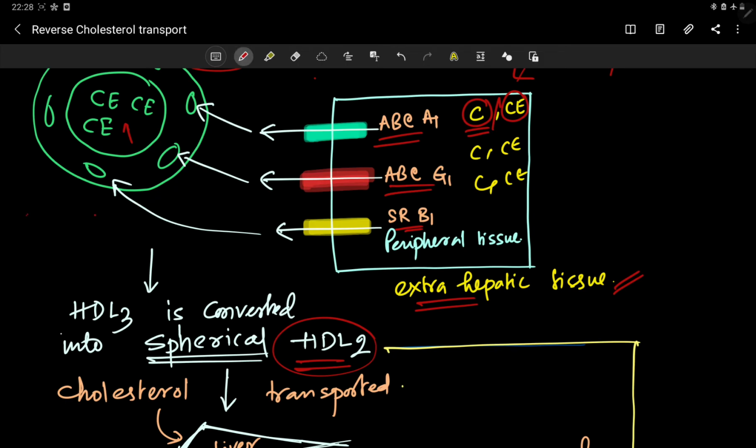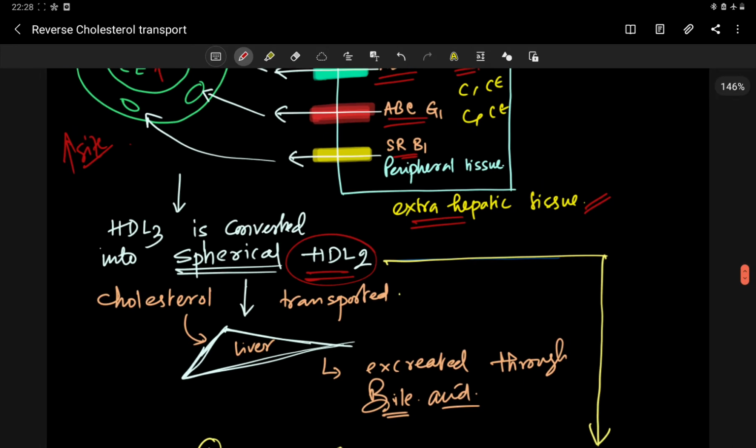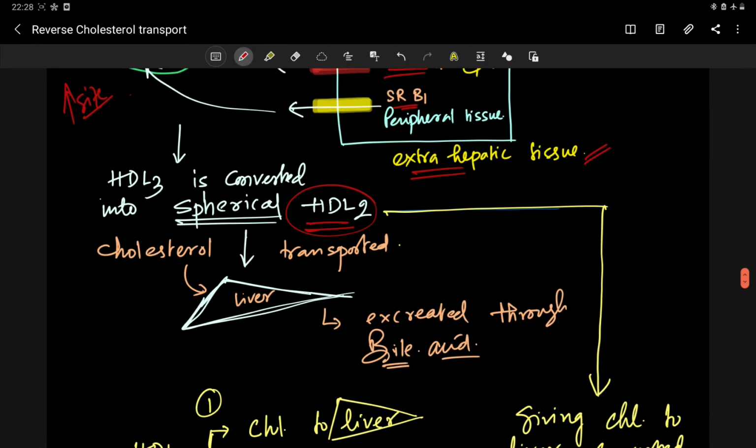HDL3 increases in size. Once again, its core bulk increases, and HDL3 is converted into spherical HDL2. This spherical HDL2 transports the cholesterol to hepatic tissue, or the liver, and this cholesterol is now converted into bile acids and excreted.